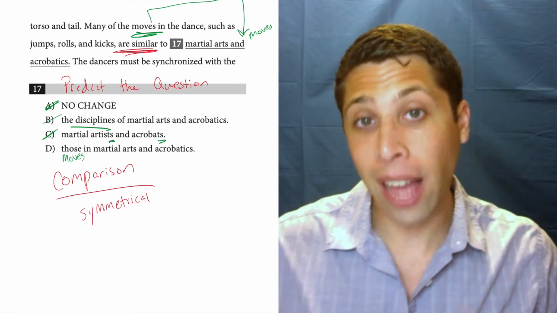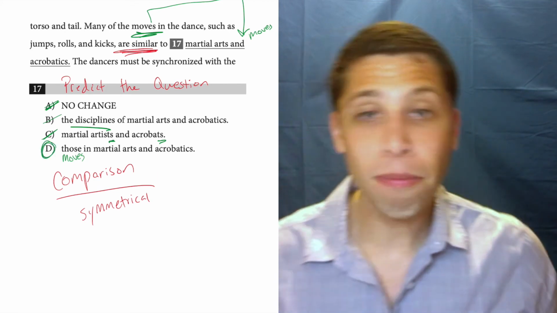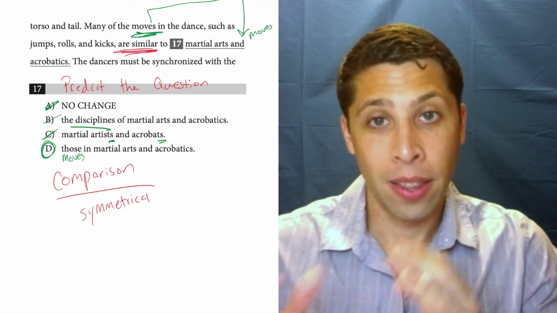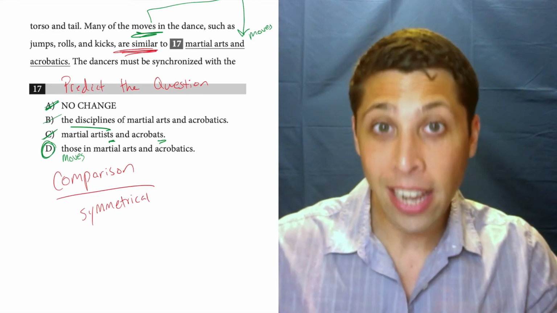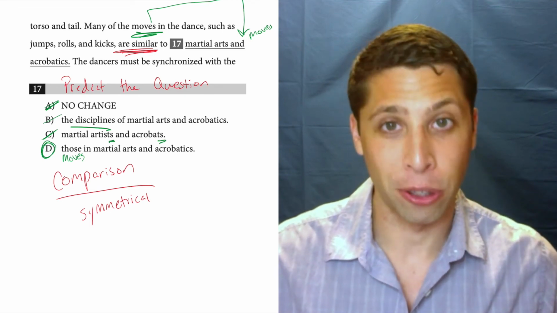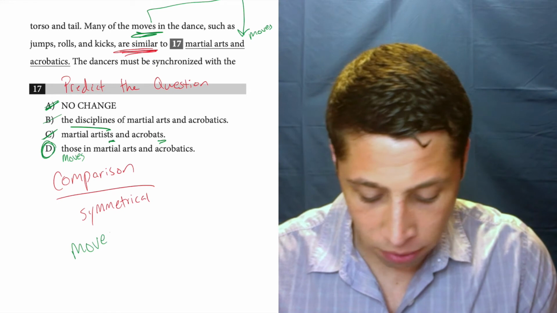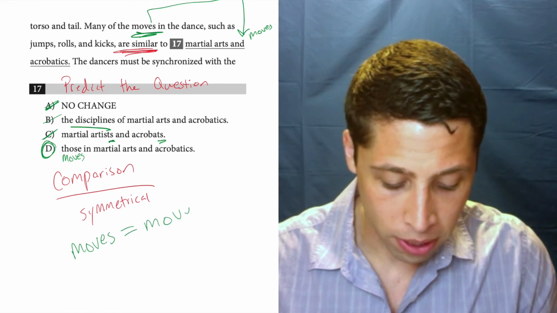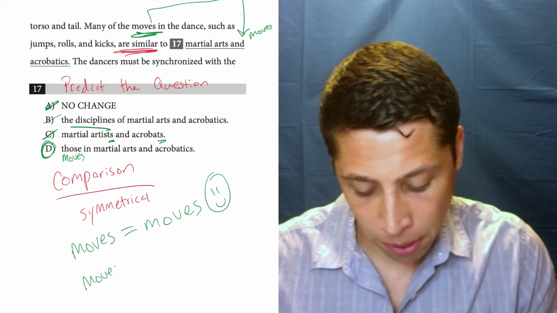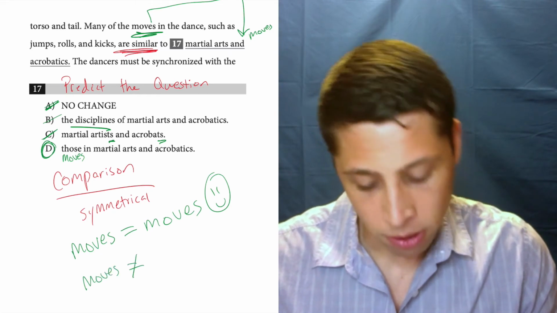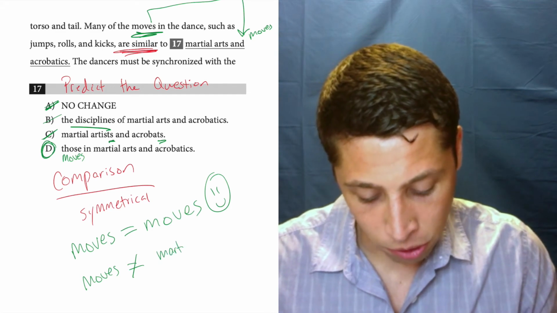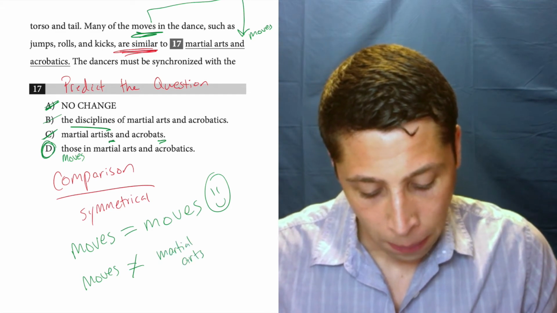And we're allowed to do what D does. We're allowed to refer to the moves using a pronoun. The key is the pronoun stands for moves, which means that now we have a symmetrical comparison. We're comparing moves to moves, and that's okay. That's good. That's different from comparing moves to, karate, martial arts? We'll just call it that. That's bad.